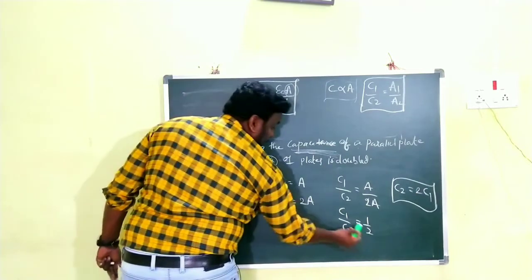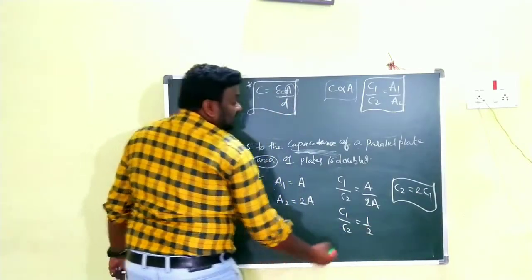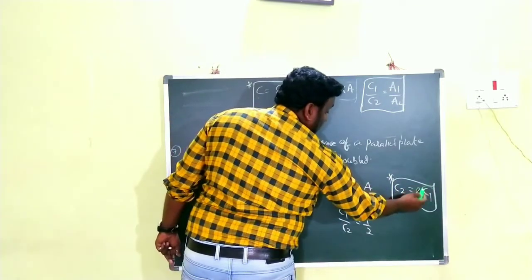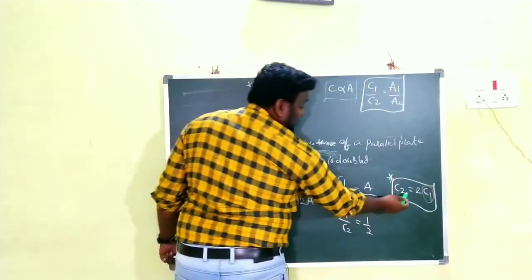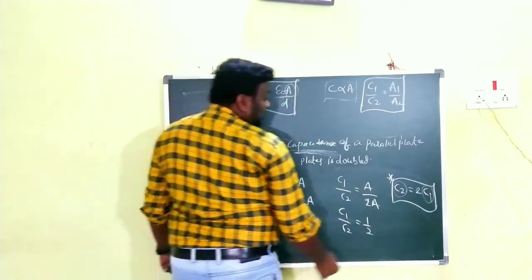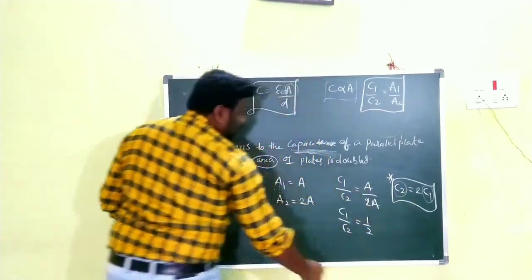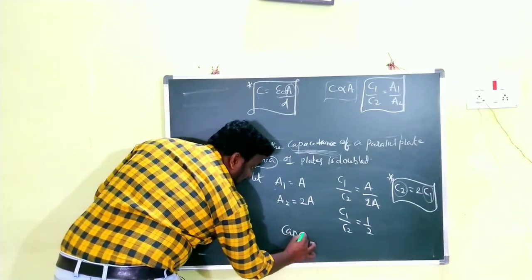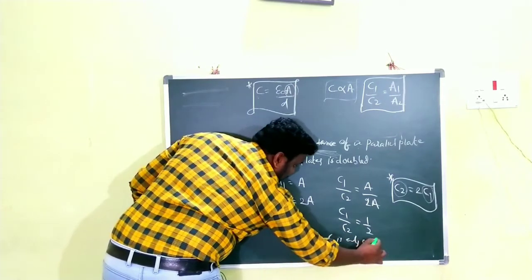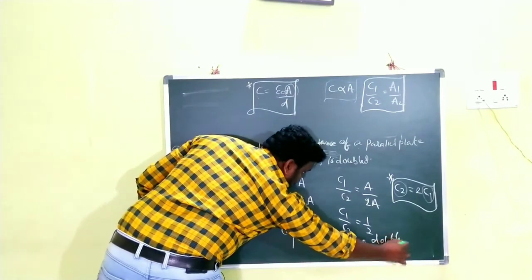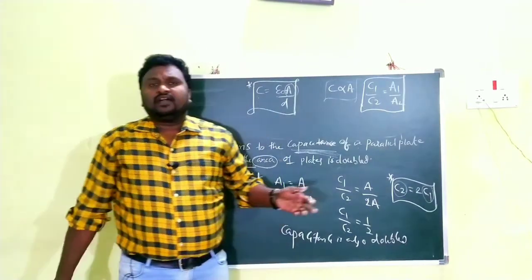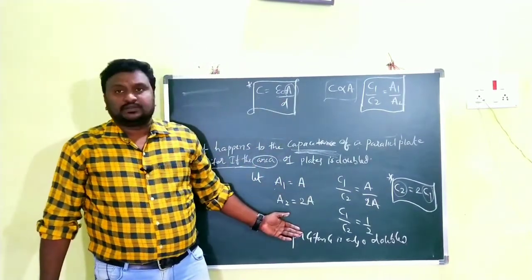Cross multiplication: 2 into C1 and 1 into C2. Then what do you get? C2 is equal to 2C1. Here C1 is the initial capacitance and C2 is the capacitance after increasing the area. That's why here the capacitance should be double. When area is doubled, capacitance also doubles. That means simply when we have an idea about the formula, you can easily do this one.